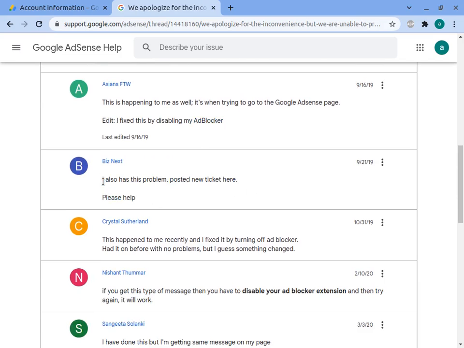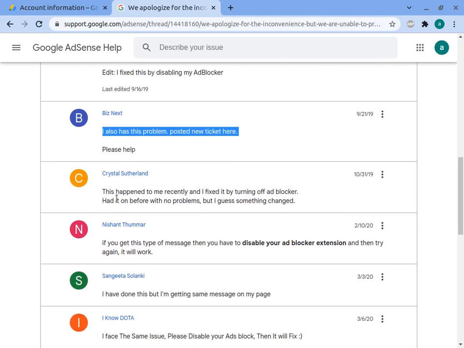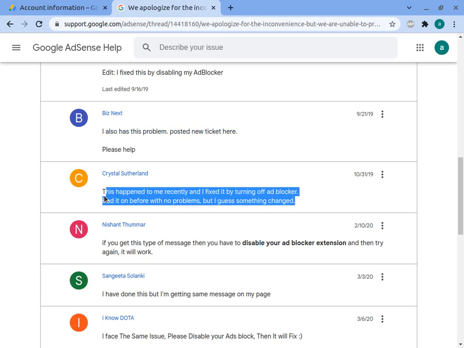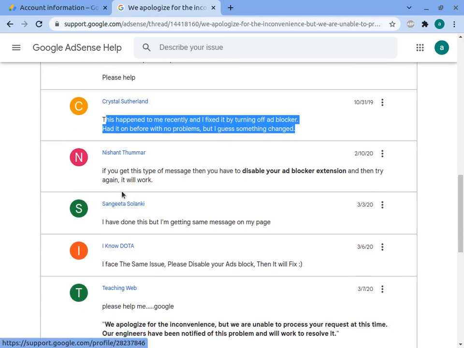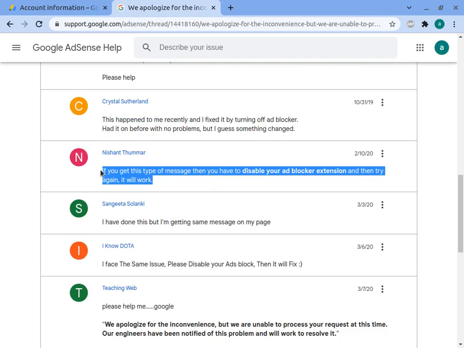So these guys also posted. You see this guy came before this one, so he was supposed to read this. Maybe it's the same fix, maybe different. Let me see. "This happened to me recently and I fixed it by turning off ad blocker." Also, you see two people recommended this. "If you get this type of message, then disable your ad blocker extension." You can see three people are talking about the same thing, and I'm the fourth person because it has worked for me.